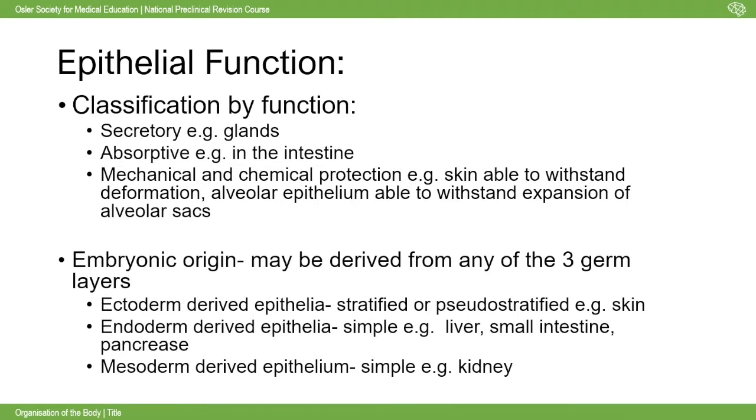So we can also look at epithelia by function. They can be classified as secretory, such as exocrine and endocrine glands, absorptive, such as in the intestine, when we want to take in nutrients, and offering mechanical and chemical protection. So a classic example of this is the skin, which is able to protect us from UV radiation, but also from friction as a result of its properties as an epithelia.